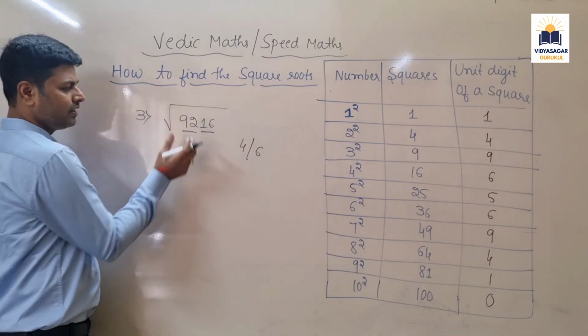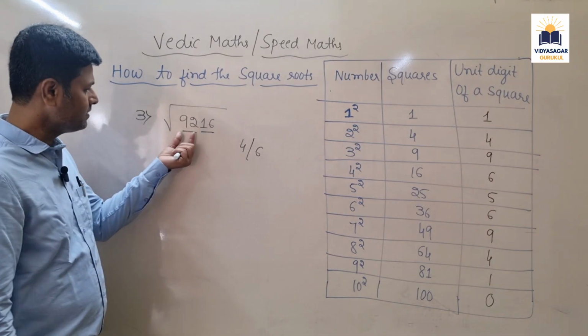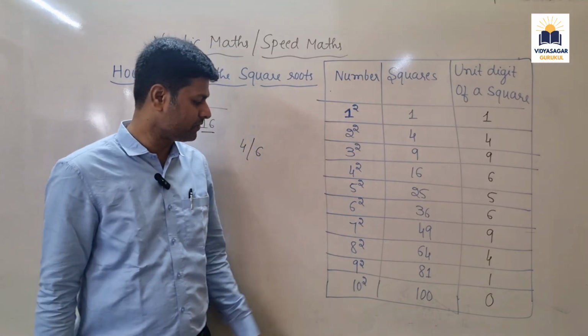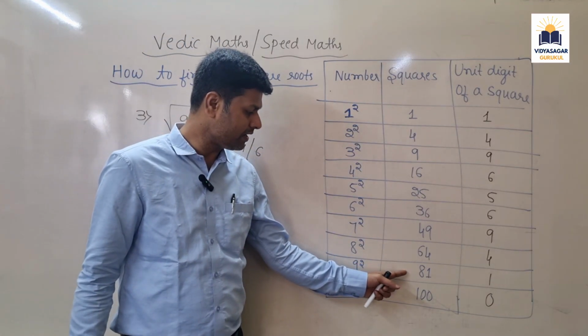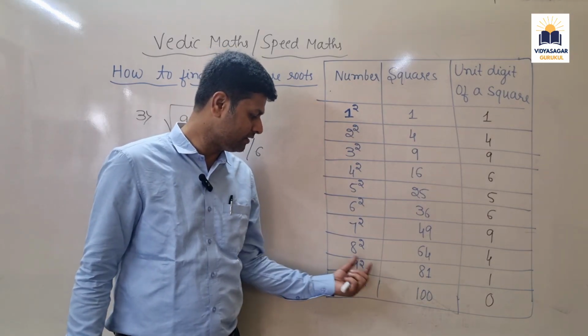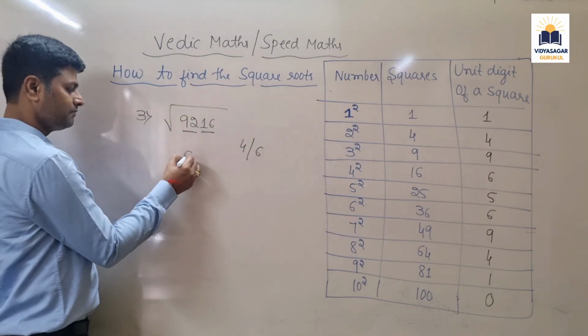Correct? Now the leftward part is 92, and this 92 is in between which squares? You have to check it in the square column. So 92 is in between 9 and 10 square. It is in between 81 and 100. So it is 9 as well as 10.